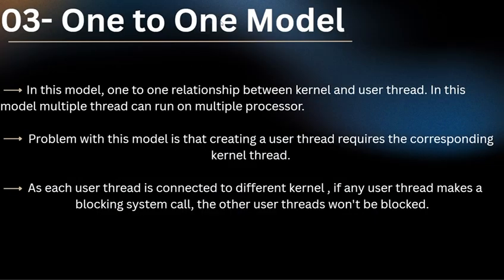The next is the one-to-one model. Here, each user thread is mapped on a single kernel thread. This means that for every user thread created, an operating system creates a corresponding kernel thread. When a user thread is created, the OS also creates a corresponding kernel thread. The kernel handles scheduling, synchronization, and context switching. If one thread blocks, other threads continue execution.